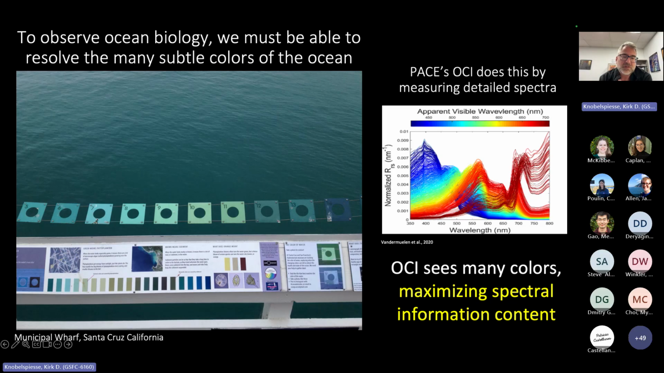And information content is sort of a theoretical term of how much information is available in a measurement for us to extract and turn into some sort of geophysical parameter we're interested in. So OCI's approach was to maximize spectral information content, but that's not the only dimension of information that we have to work with. And some of the other dimensions are what the multi-angle polarimeters are making use of.